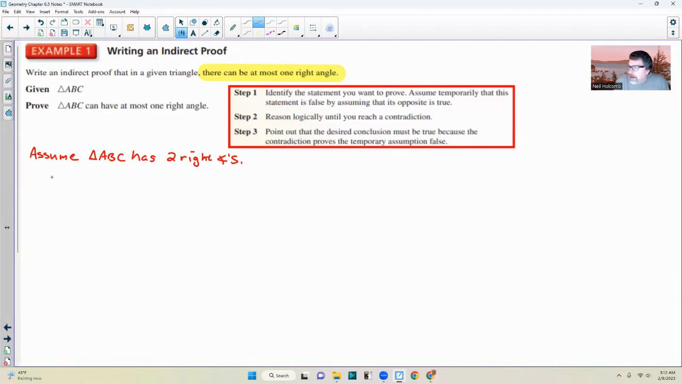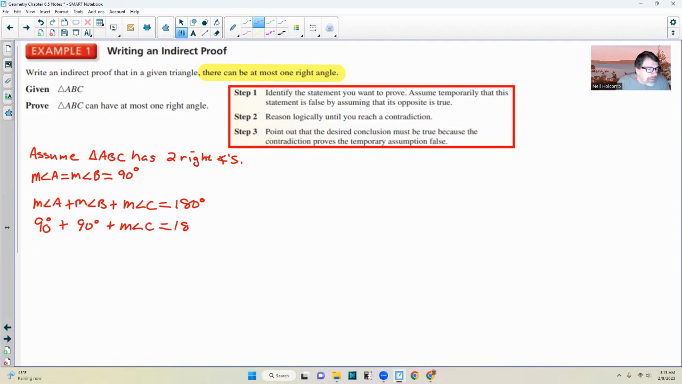Well, then we can say the measure of angle A equals the measure of angle B equals 90 degrees. Okay, because we're assuming that it has two right angles. So let's just say A and B are the two angles that are right angles. So now that we have said that, we have a triangle sum theorem that says the measure of angle A plus the measure of angle B plus the measure of angle C has to equal 180 degrees. All triangles add up to 180. Well, if we're going to assume A and B are 90, then we can substitute that in. 90 degrees plus 90 degrees plus the measure of angle C equals 180 degrees.